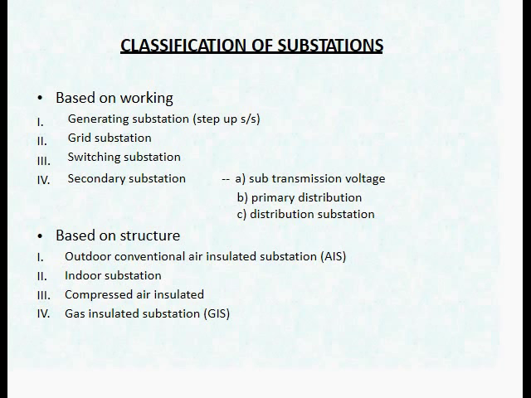Based on the structure, substations are divided into four categories: outdoor conventional or air insulated substation, which is generally called AIS. Then comes indoor substation, then compressed air insulated substation, and then gas insulated substation or GIS. Nowadays the most popular substation is GIS, and AIS is also used in India.